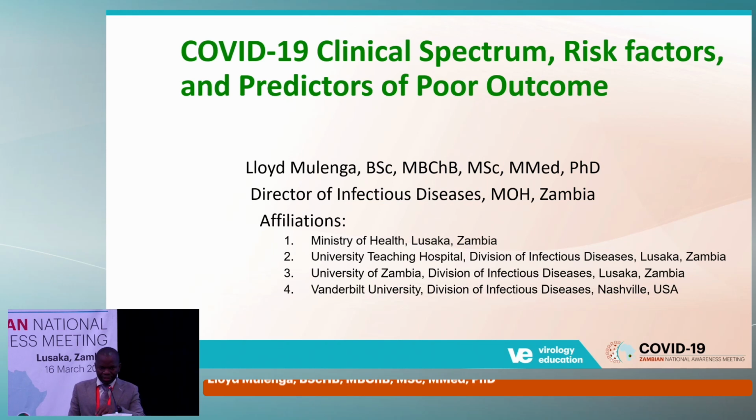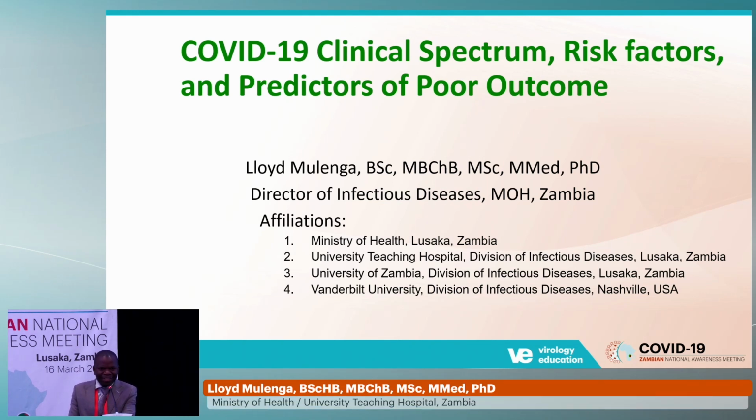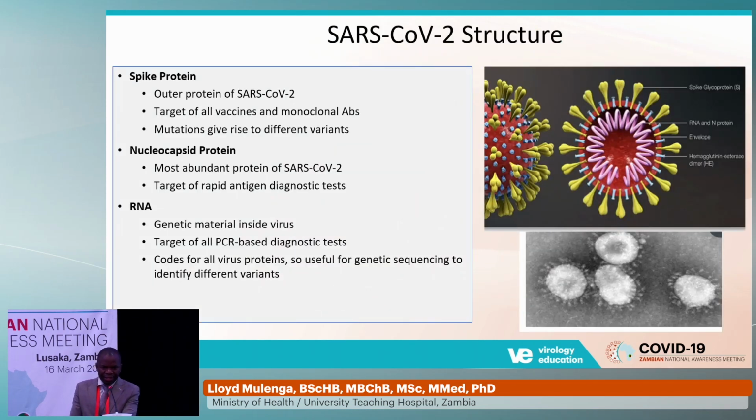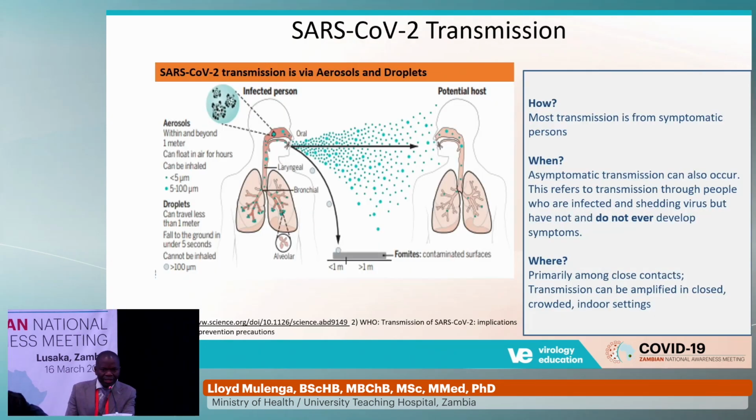Again, good morning, colleagues. I have less than 19 minutes to just recap on the clinical spectrum and risk factors, including predictors of poor outcomes for those with COVID-19. I'm sure both professors will look at this in detail, possibly look at the structure of the SARS-CoV-2, which has the spike protein, the nucleocapsid protein, and also the genetic material, which is the RNA.